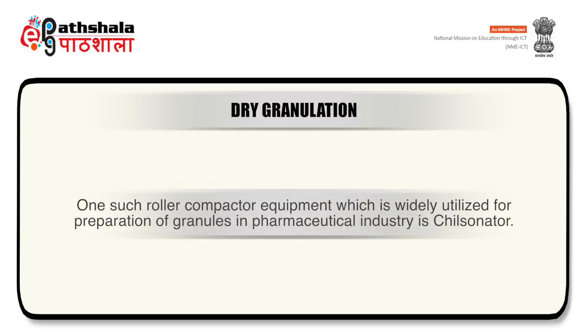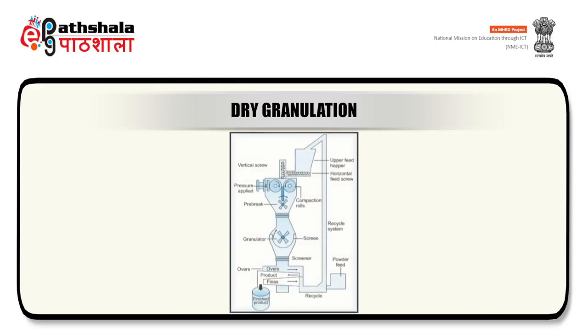One such roller compactor, which is widely used for preparation of granules in the pharmaceutical industry, is the Chilsonator, which is also being shown with the help of a schematic diagram.